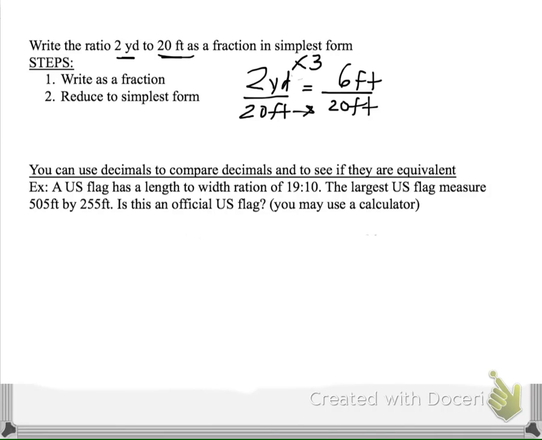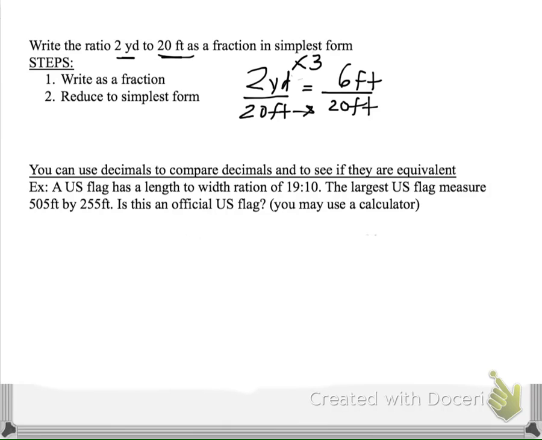The reason I'm not multiplying the bottom by 3 like I did the top is because all I'm doing here is converting yards to feet. Now if I were to change anything, I would have to multiply the top and the bottom. But I'm just getting these, so I'm not comparing apples and oranges anymore. I'm comparing apples and apples, if that makes sense.